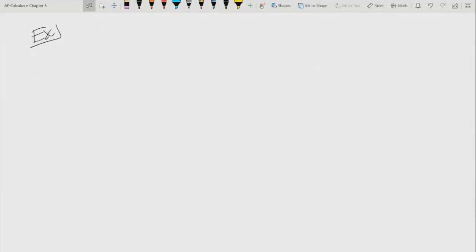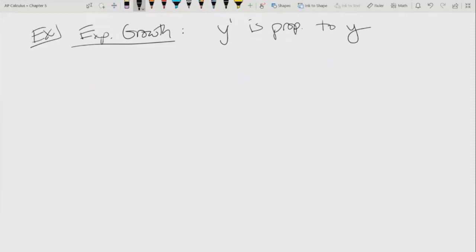I want to figure out some exponential growth. That's what this problem is going to be dealing with, exponential growth. So we're told that y prime, in other words, the derivative of y, dy dx, is proportional to y. So we have this situation. All I'm doing is saying the rate of change of y is proportional to y.